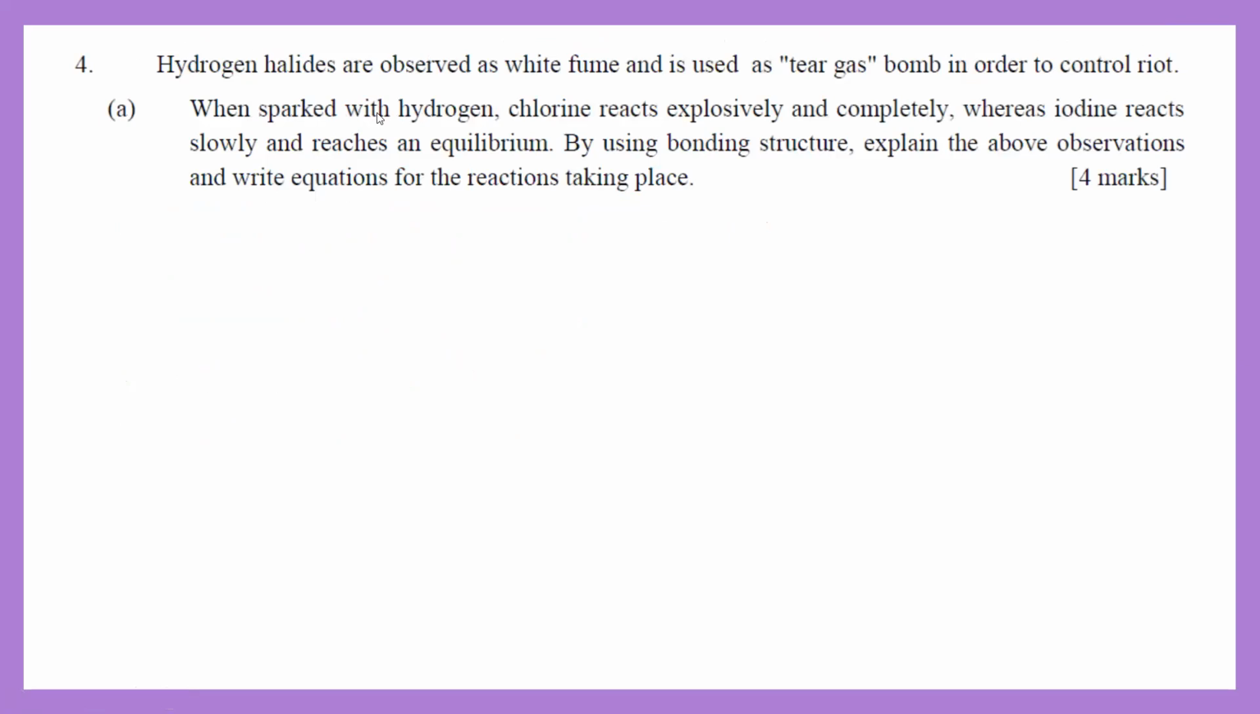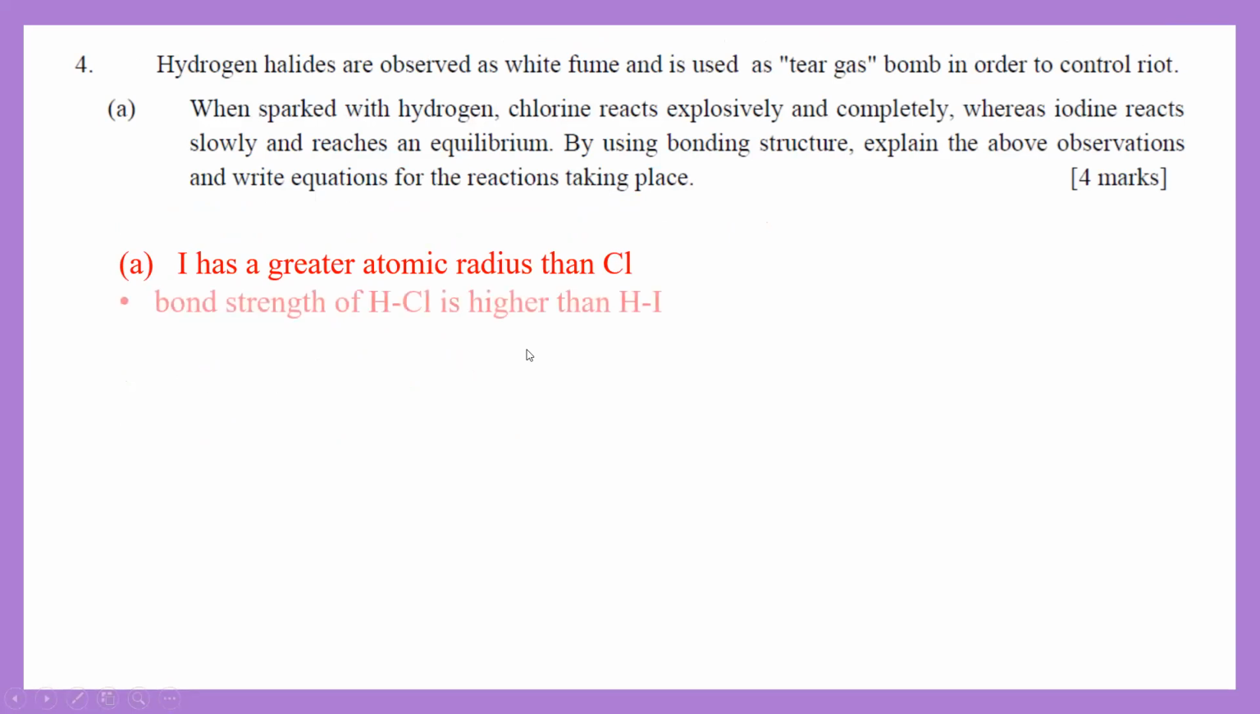Hydrogen halide is observed as white fume and is used as a tear gas bomb in order to control riots. When sparked with hydrogen, chlorine reacts explosively and completely, while iodine reacts slowly and reaches equilibrium. By using bonding and structure, explain the above observation and write the equation for the reaction taking place here. So you have to generally write the equations where you have H2 plus Cl2, or H2 plus I2. You have to write for both of them if possible.